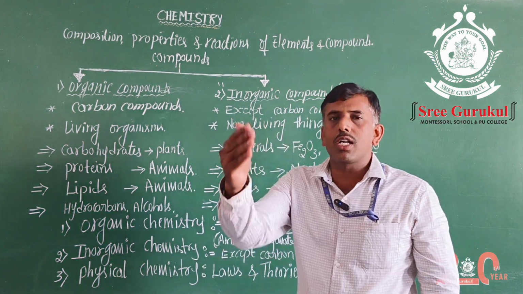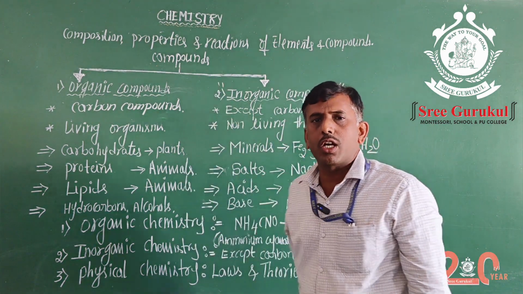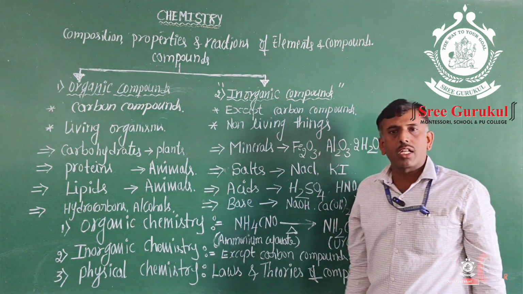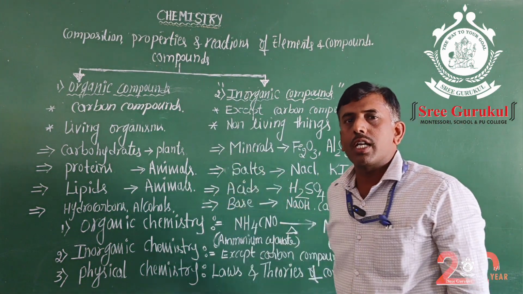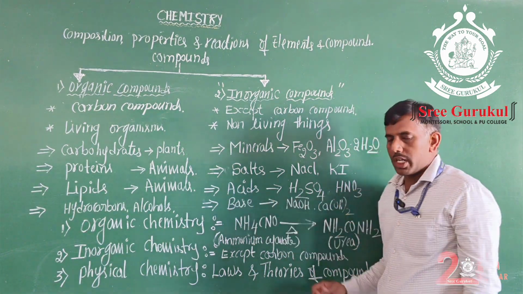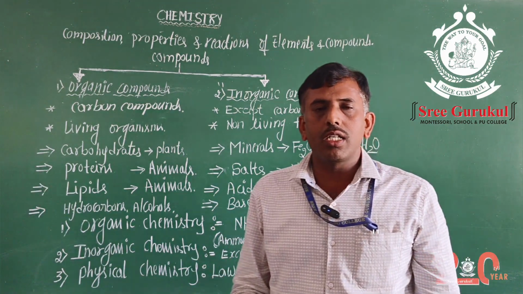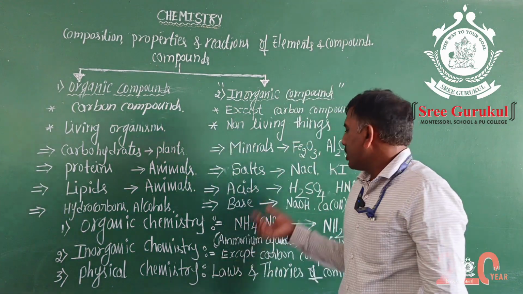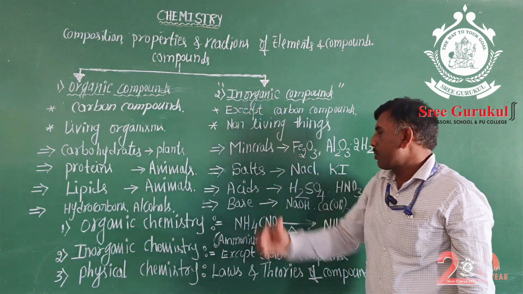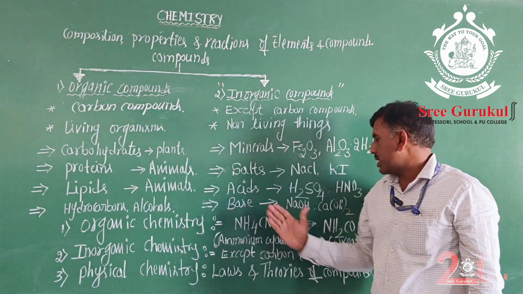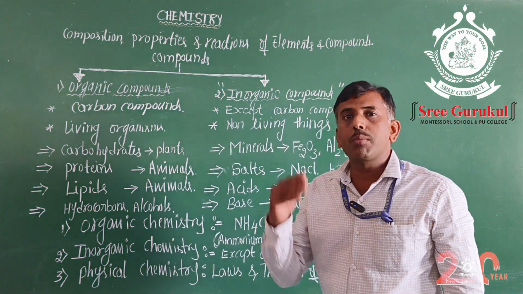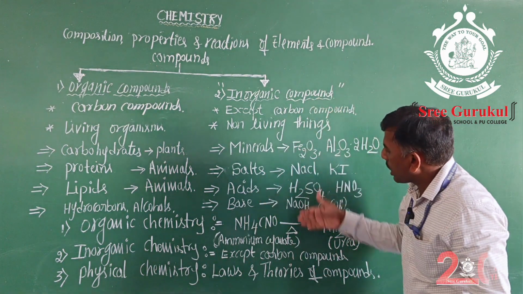Next, now we shall move on to salts. Most of the salts are inorganic compounds. Some examples of salts are NaCl, potassium iodide, etc. Dear students, acids: H2SO4, HNO3, sulfuric acid, nitric acid are the best examples of acids. These are considered inorganic compounds. Next, bases: NaOH, Ca(OH)2, sodium hydroxide, calcium hydroxide. These are inorganic compounds.